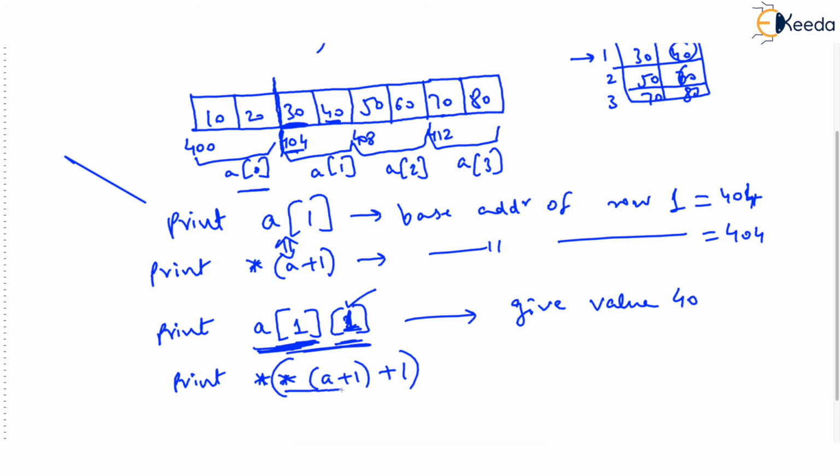*(A+1): first solve this portion. Oh, this is same as this one. *(A+1) is same as the base address of row 1. Just check, we have already written that. So this is going to give 404, because that's the base address of row 1. And we are adding 1 to it. Still we are on with this outer bracket.